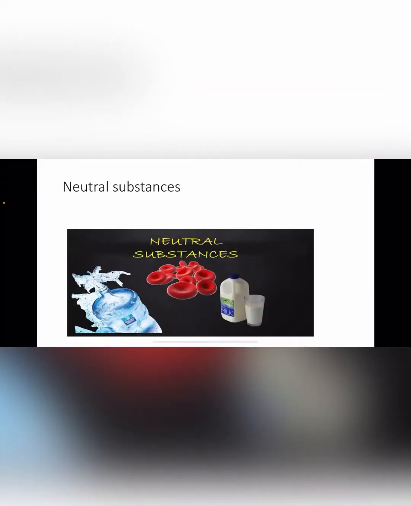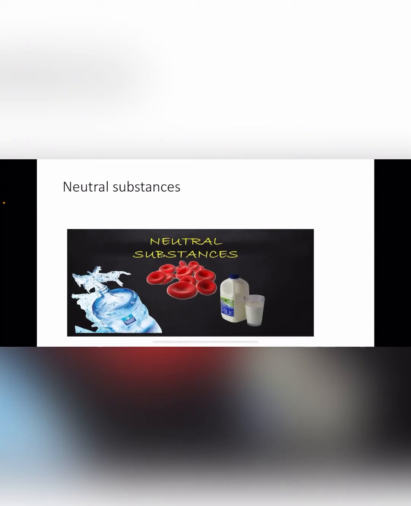Now we're going to look at neutral. What are neutral substances? Neutral substances are substances which are not acidic or basic, meaning when we test them, the amounts of hydrogen ions and hydroxide ions are the same.